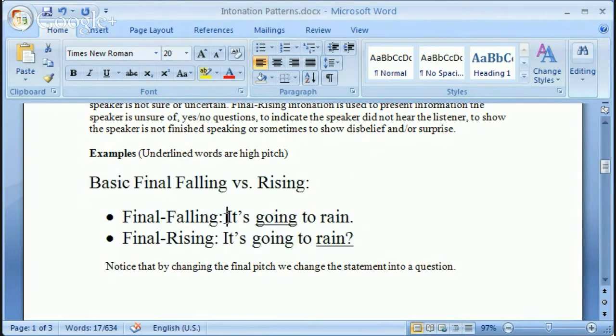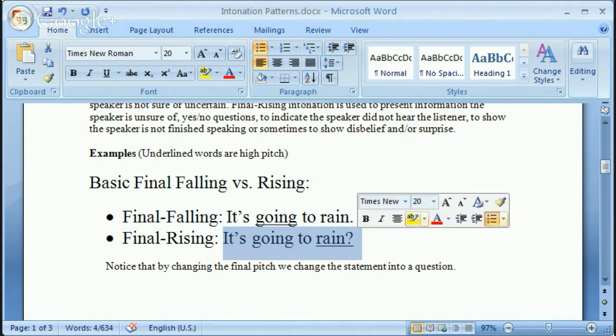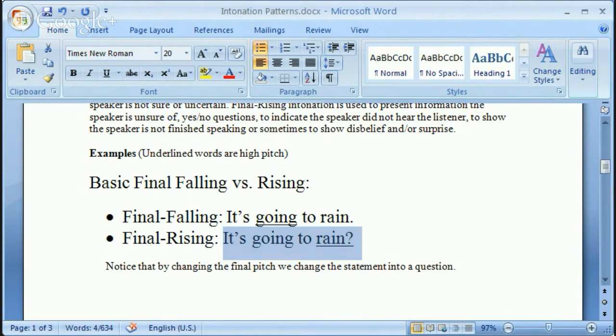For example, this simple phrase, final falling: it's going to rain. Okay, if I use final rising intonation: it's going to rain? Do you notice the difference there? Okay. What's the difference? Sophia, what's the difference?